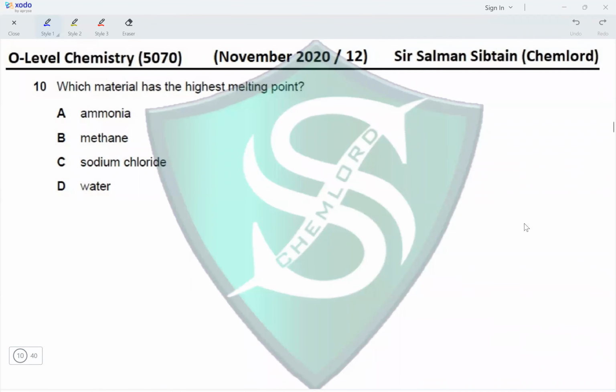Question 10. Which material has the highest melting point? So we've got ammonia, methane, sodium chloride, and water. So ammonia is a simple covalent molecule. Methane is a simple covalent molecule. Sodium chloride is an ionic solid, and water is a simple covalent molecule. So, out of the four, the odd one out is sodium chloride because it has ionic bonding in it, making it the correct answer. So, option C is the correct option for this question.